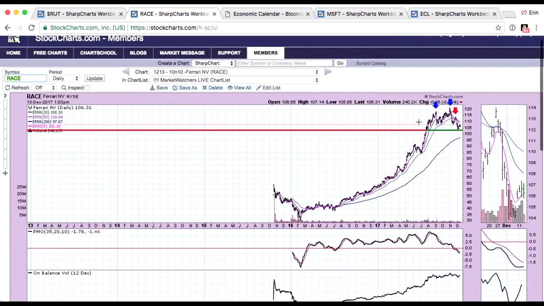I would just be a little concerned, as you can see, with that possible head and shoulders developing. We want to see price get above that 107 level. All righty. All right. Next, we got two from the energy sector, Noble Drilling, NE. All right.